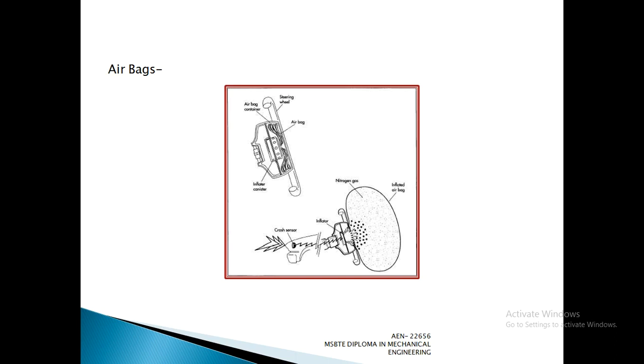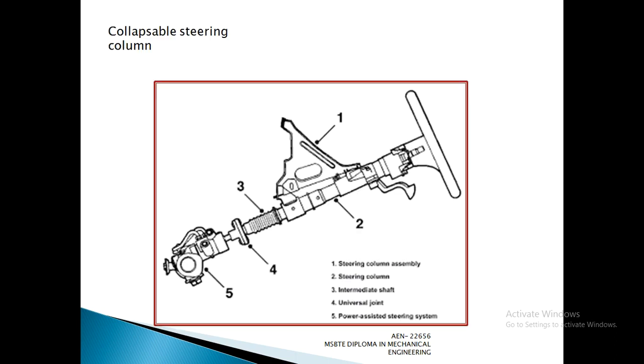Now this is another passive safety device that will always reduce the effect of accident, or it will reduce the effect of injury. Next, that is collapsible steering column.